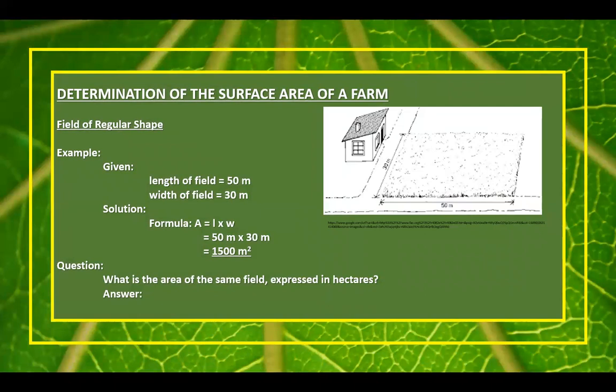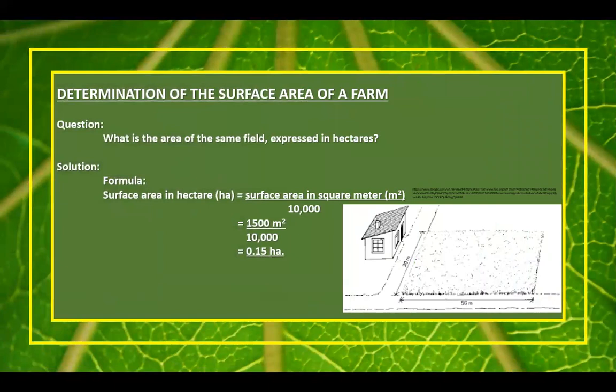If there is a question, what is the area of the same field expressed in hectares? Since our answer is expressed in meter squared, we need to convert the square meters into hectares. For the solution, the formula is: surface area in hectare is equal to the surface area in square meter divided by 10,000, because 1 hectare is equivalent to 10,000 square meters. The surface area in square meter is 1,500 square meters, divided by 10,000. So our answer is 0.15 hectare.